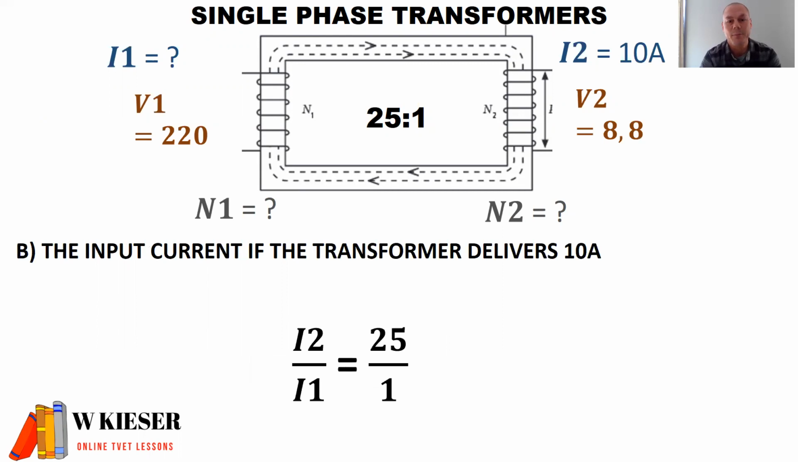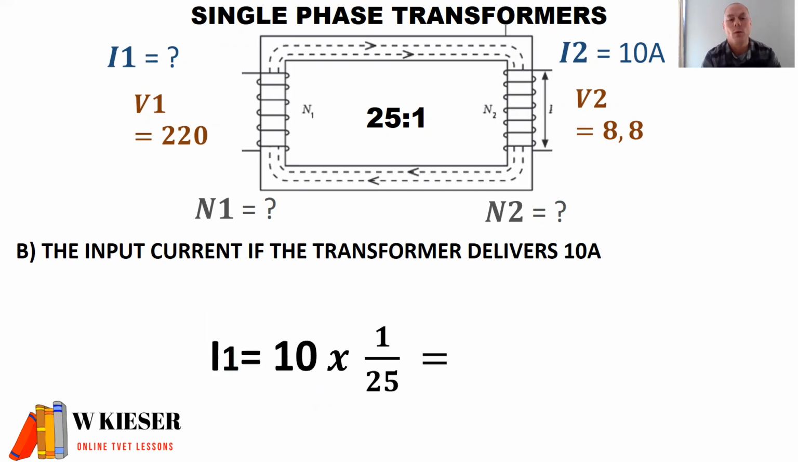Now, to calculate the input current of this single phase transformer when it delivers 10 amps to the load, the equation is I2 over I1, which is equal to 25/1. I2 is given, it's 10 amps, so therefore I1 is unknown. Once again, it's below the line, so we are going to swap 25/1. Therefore, I1 is equal to 10 times 1/25, and we get 0.4 amps.